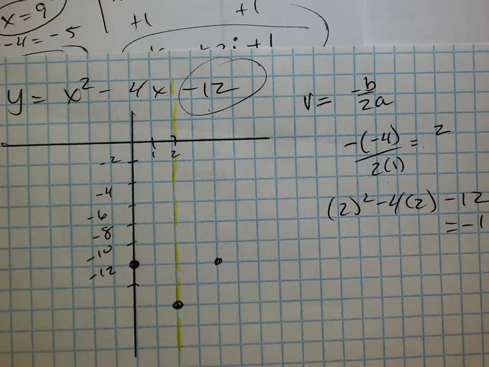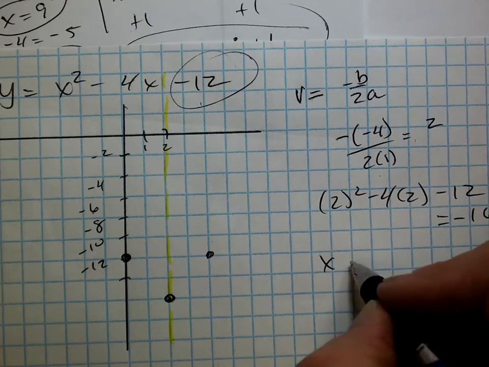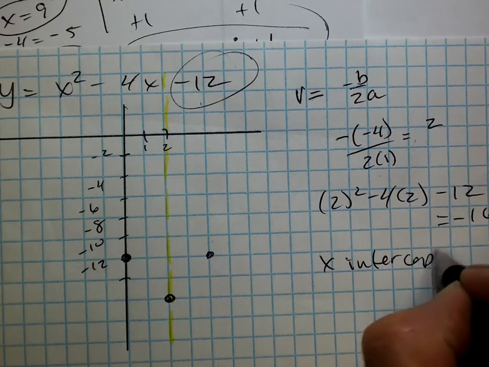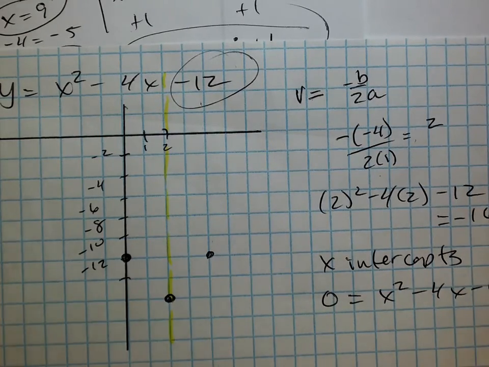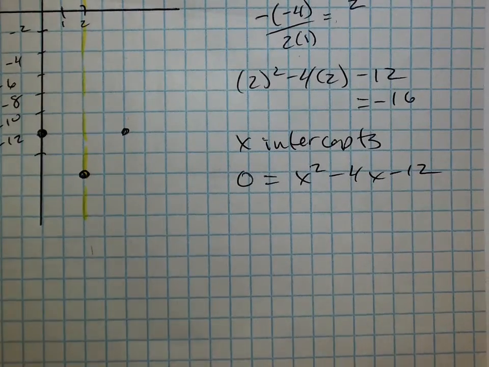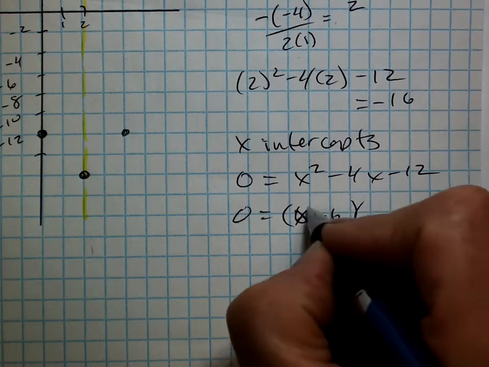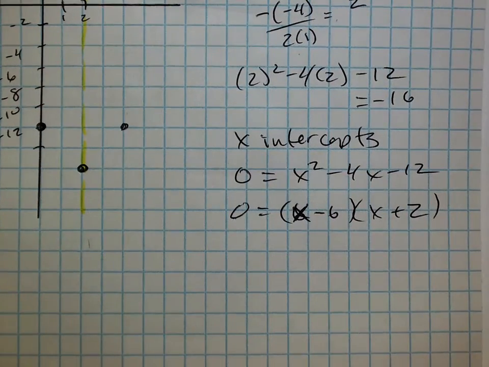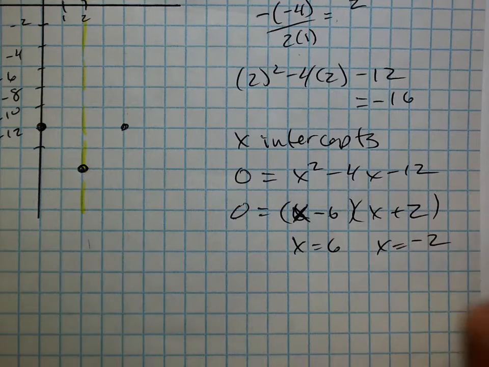The last thing I'd like are the x-intercepts. To get the x-intercepts, I set it equal to 0. So 0 equals x squared minus 4x minus 12, right? So to find the x-intercepts, we set the y equal to 0. We're going to factor and solve. How about an x minus 6 and an x plus 2? No. Negative 12. And of course, solving we get x equals 6 and x equals negative 2.